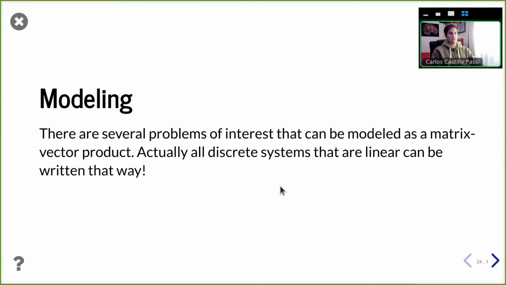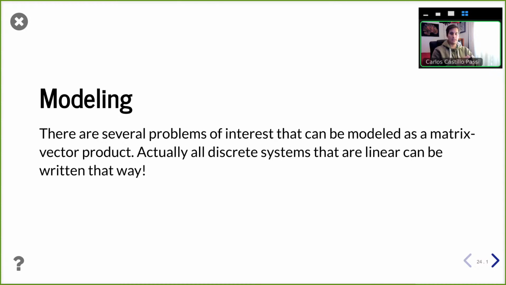Okay, so why are matrices so important? We saw one example that a matrix can model a linear transformation. So what things can be modeled as linear transformations? Basically any system that is discrete and linear. A matrix is a way to model linear systems.